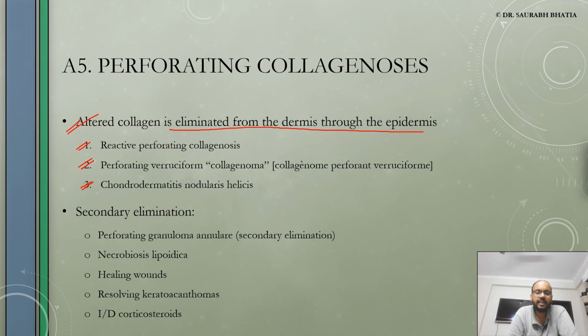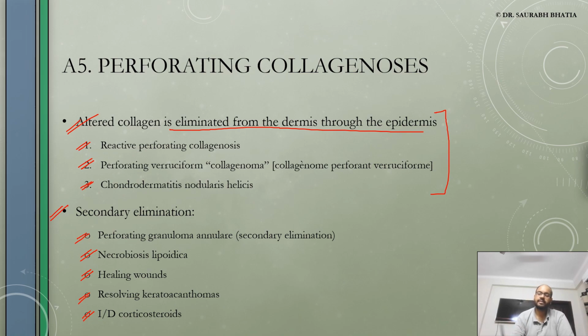There can be secondary elimination also. Primary means in the primary collagenosis, you have a defect in the collagen. The collagen fiber is not proper, and because of that, it gets extruded from the epidermis. While secondary elimination means that the collagen was initially normal, and now because of a pathology, it is abnormal. That could be seen in perforating granuloma annulare, necrobiosis lipoidica, in healing wounds, resolving keratoacanthomas, and even in intradermal corticosteroid injections. So somehow normal collagen becomes pathological collagen and it starts to get extruded.